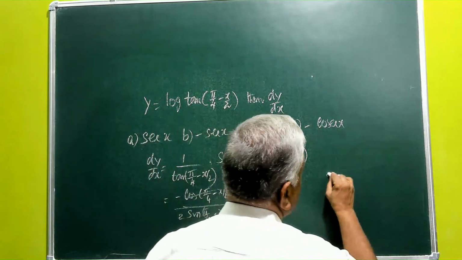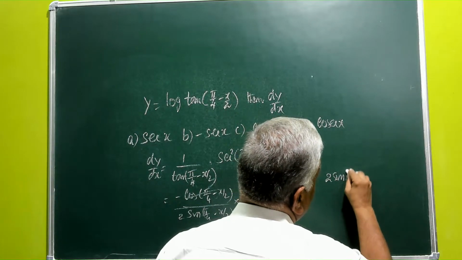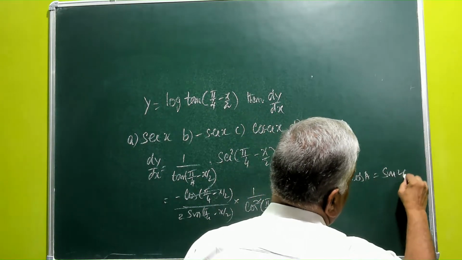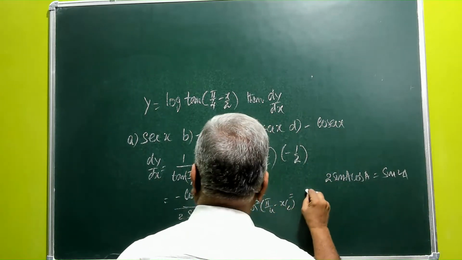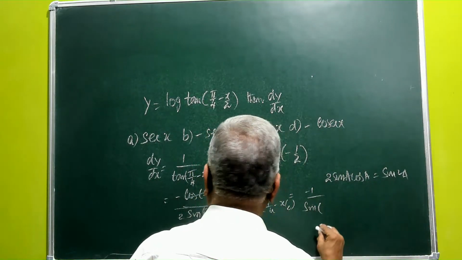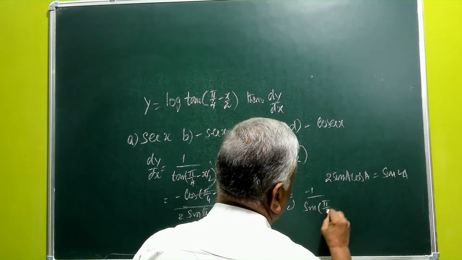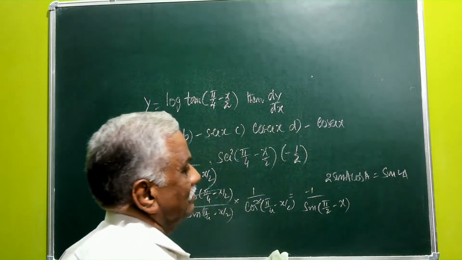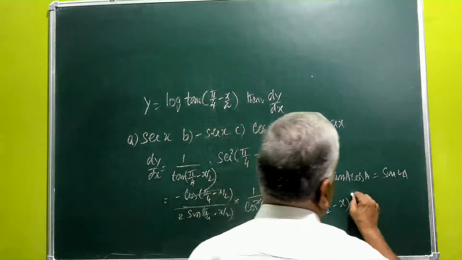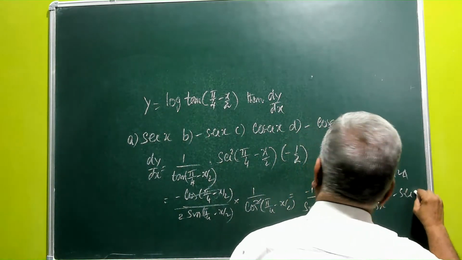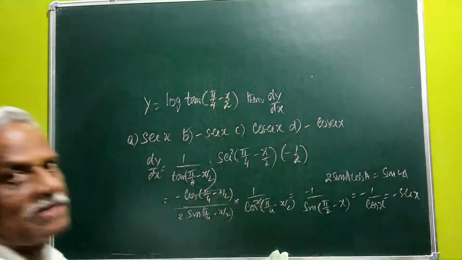So you should realize 2 sin A cos A is sin 2A. So this is minus 1 over sin 2A, which is sin of pi by 2 minus x. What is sin of 90 minus x? Cos x. So what is your answer? Minus secant x is the answer.